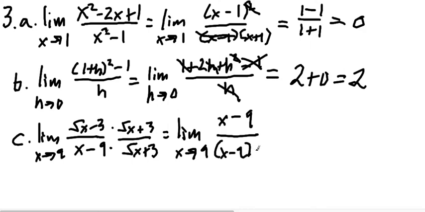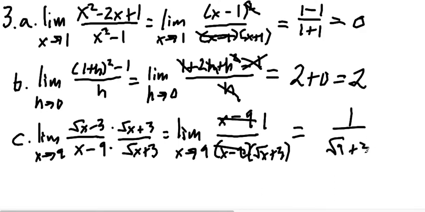So (x minus 9) times (the square root of x plus 3). The x minus 9 upstairs cancels with x minus 9 downstairs, leaving just a 1 on top. I can plug in, I get 1 over the square root of 9 plus 3, which is 1 over 3 plus 3, which is 1 over 6.